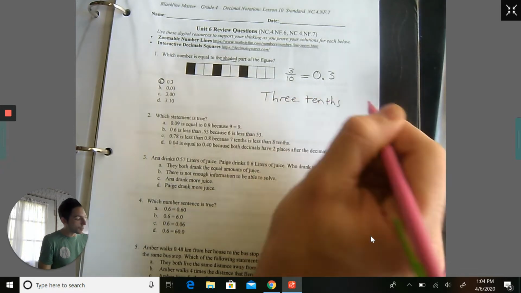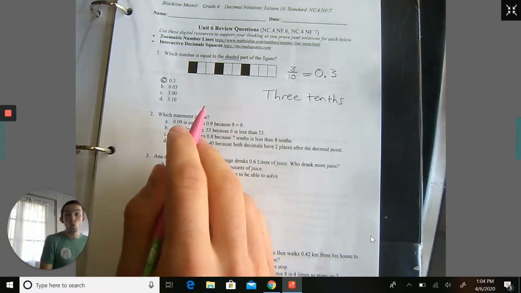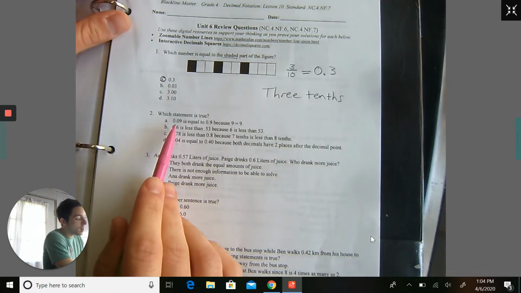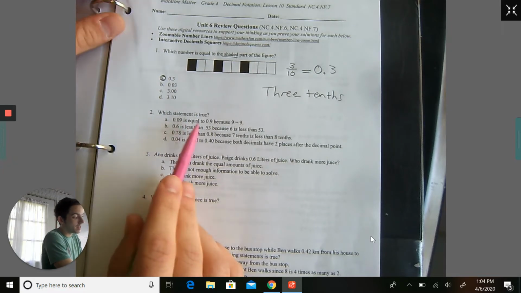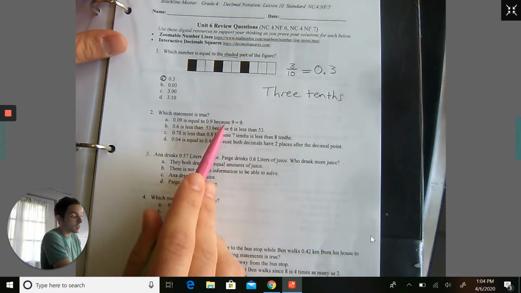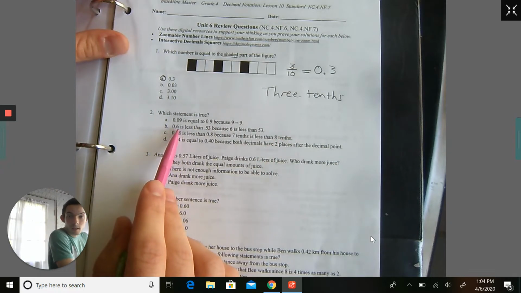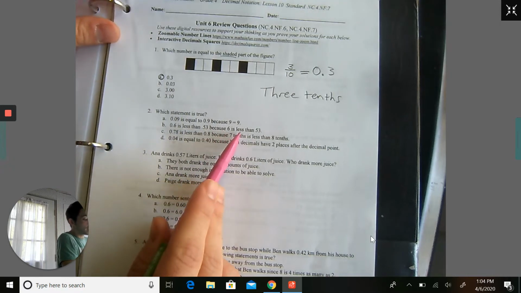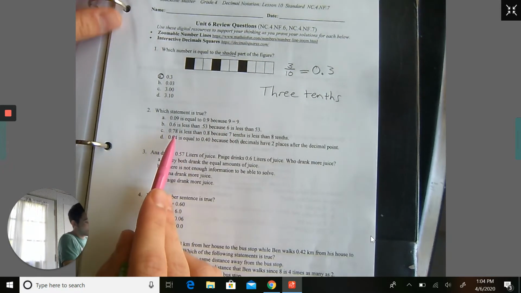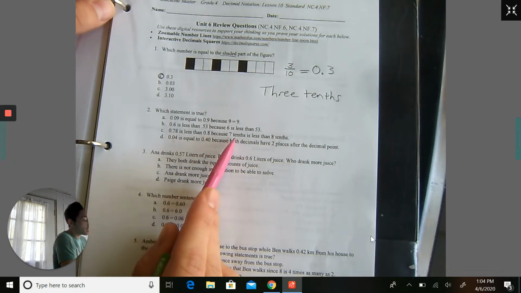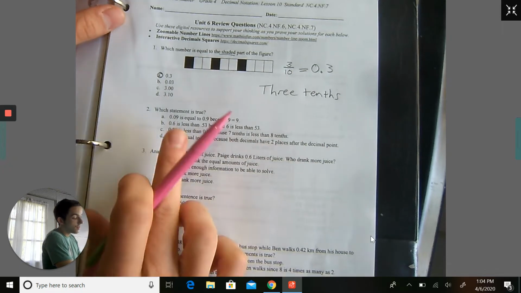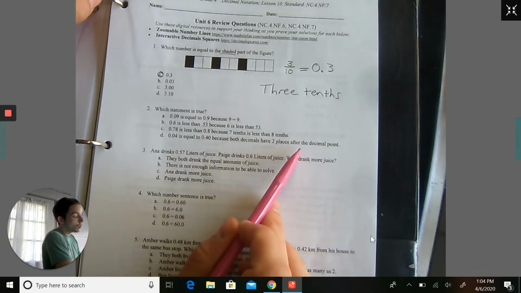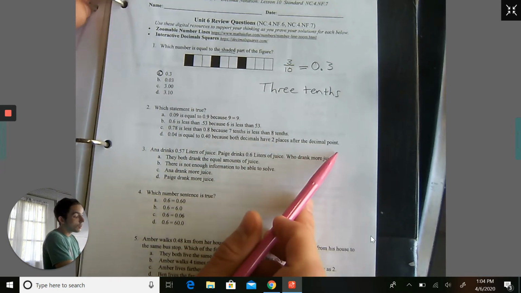So good job if you've got that correct. Now down here, which statement is true? Is it 9 hundredths or 0.09 is equal to 0.9 or 9/10, because 9 equals 9? 6/10 is less than 53 hundredths because 6 is less than 53? Or 78 hundredths is less than 8/10 because 7/10 is less than 8/10? Or 4 hundredths is equal to 40 hundredths because both decimals have 2 places after the decimal point?